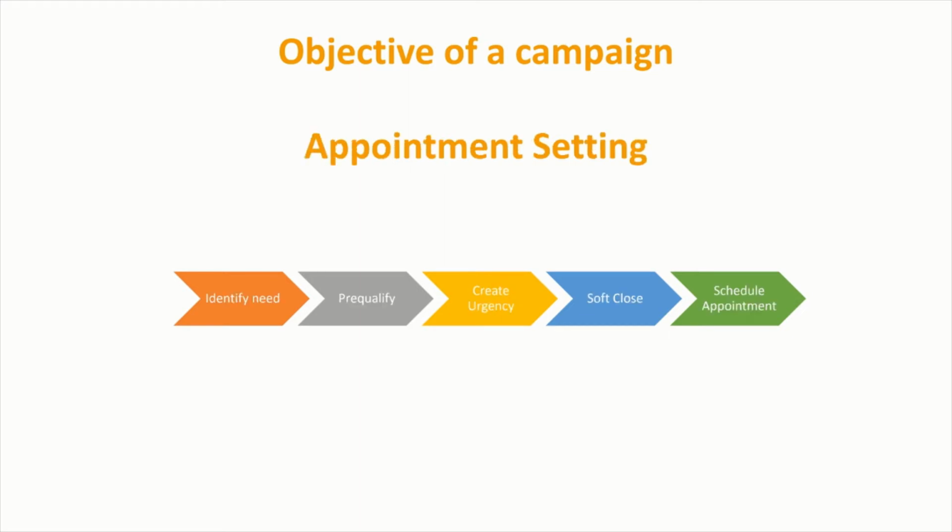Next type of campaign objective is the appointment setting. Very similar to the transfer, but in this case we need to change it a little bit. Identify the need the same, pre-qualifying the same. Next, creating an urgency, so making them want to have an appointment, doing a soft close. So here we're not doing a complete close, but we're doing enough to say you are interested and this is what's going to happen. So there's a clear action and why they're going to have this meeting. And then obviously schedule an appointment.